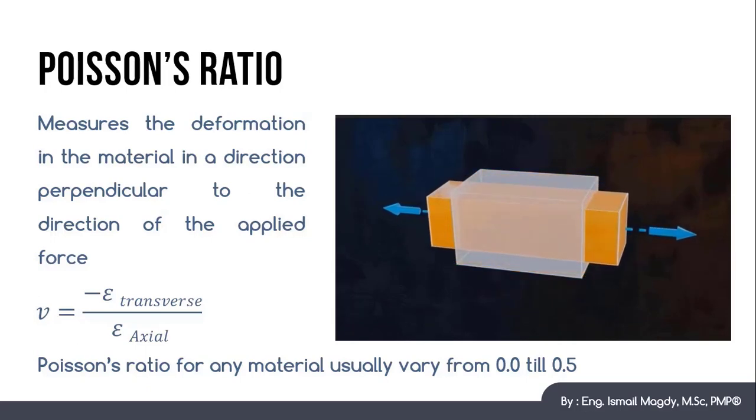The relation between the axial and the transverse strain was found to be constant for each material, and it was called Poisson's ratio, named after the French mathematician Simon Poisson, who formed the ratio between the axial and the transverse strain. Poisson's ratio is a mechanical property for each material, and it ranges from 0 up to 0.5, and it was given the Greek symbol mu. And now, let's have a couple of examples of this.